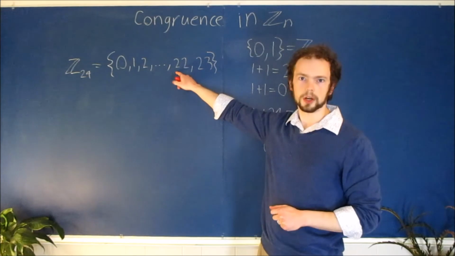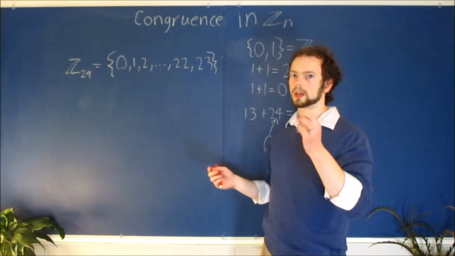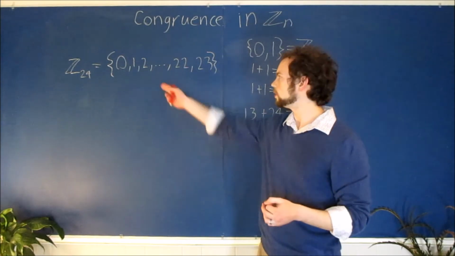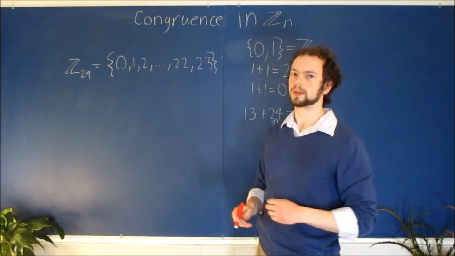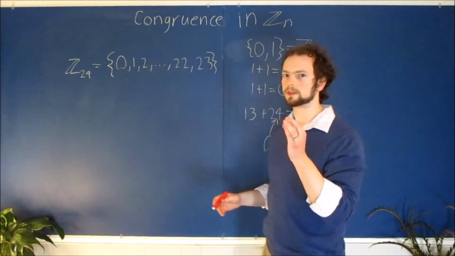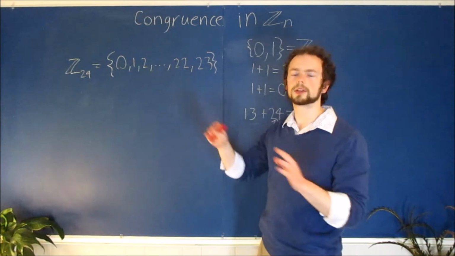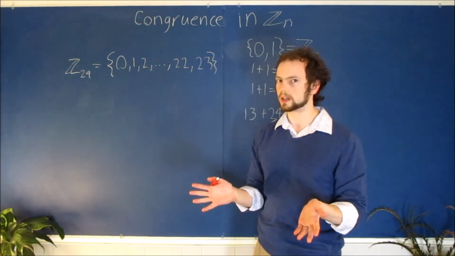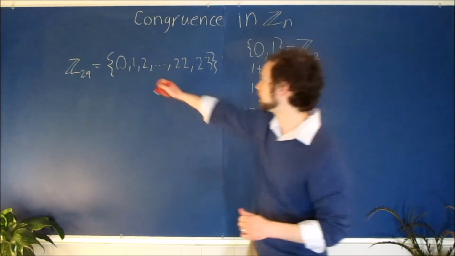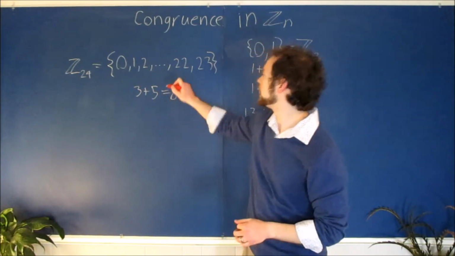If we have a ring like this, say Z24 as our example, how does arithmetic work in this ring? Well, so long as you never obtain a number bigger than 24, it works just the way it would in the integers, right? 3 plus 5 would equal 8, right?